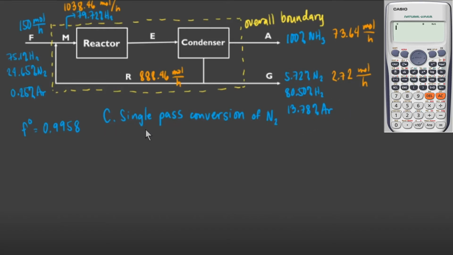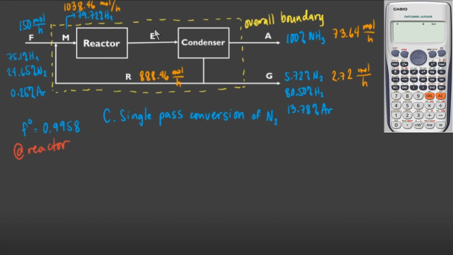Now, what about the single pass conversion? The single pass conversion only pertains to the reactor of the system. Thus, for this last part of our solution, we will only be considering the reactor. If you take a look at our reactor, the input to this process is the mixed feed containing hydrogen, nitrogen, and argon, and the outlet to this unit is the effluent stream labeled as capital letter E.